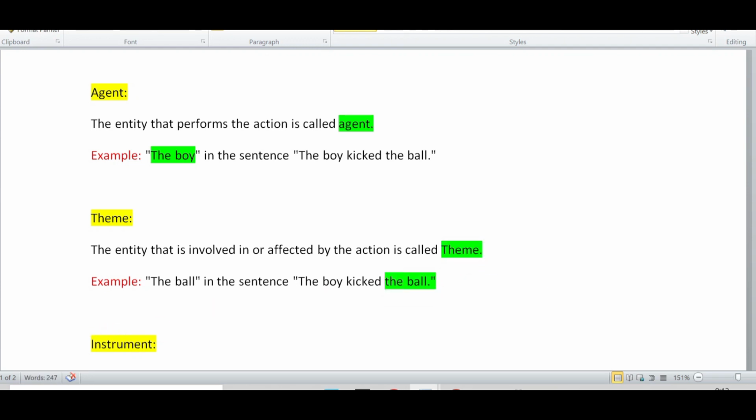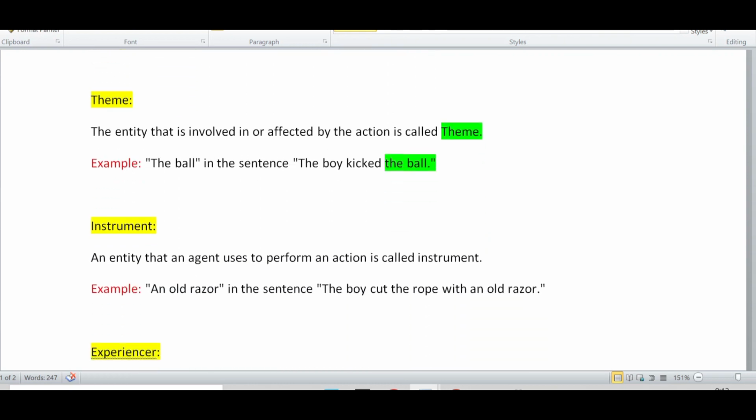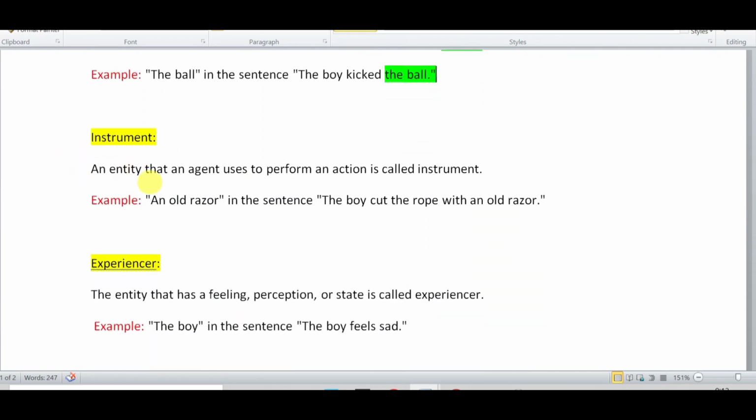Next is instrument. An entity that an agent uses to perform an action is called an instrument. The instrument works together with the agent; we have to keep that in mind. For example, in the sentence, the boy cut the rope with an old razor, what entity was used by the subject or the agent to perform the action? It was an old razor. So this is our instrument.